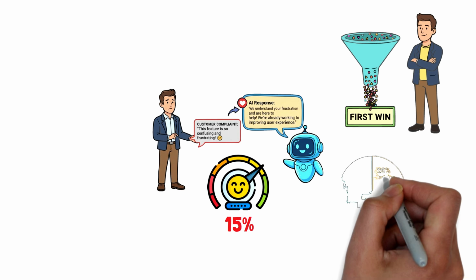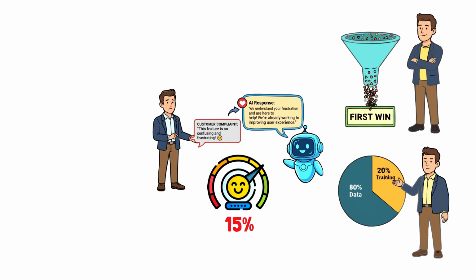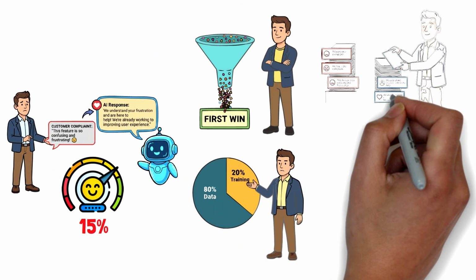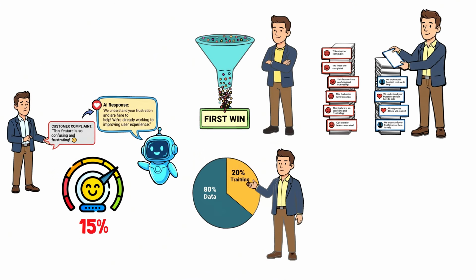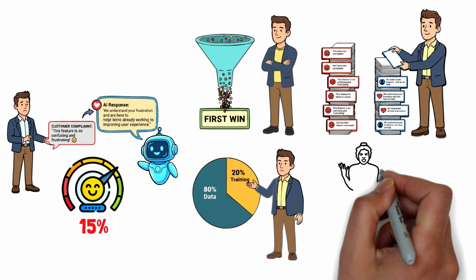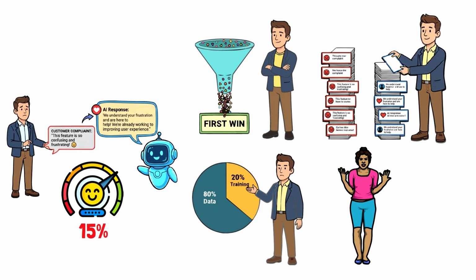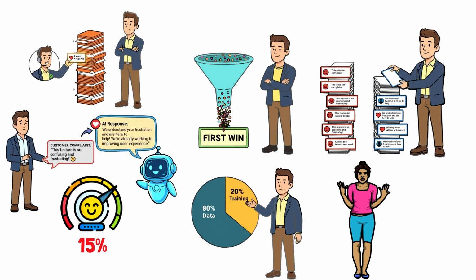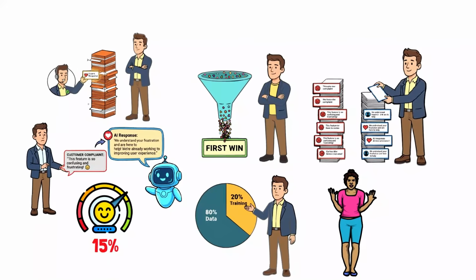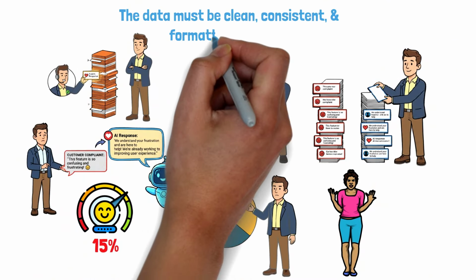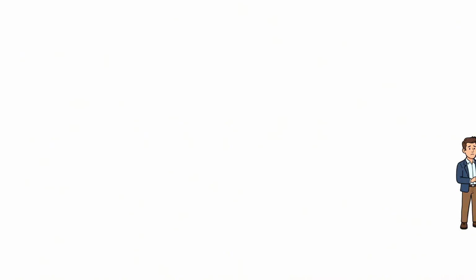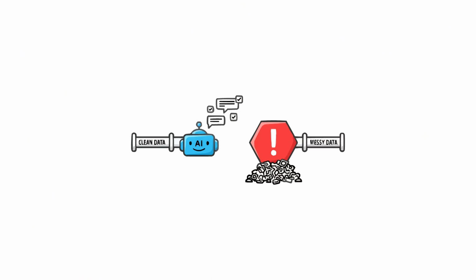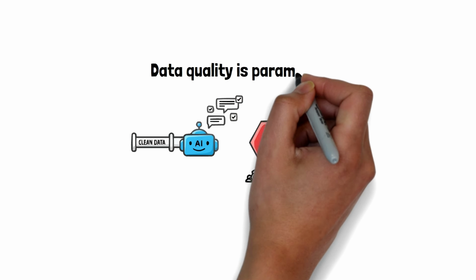Next, and most importantly, is data preparation. This is 80% of the work. You need hundreds, if not thousands, of high-quality examples in a specific format, usually prompt completion pairs. For an empathetic chatbot, this means a dataset where the prompt is a customer complaint and the completion is a perfect, empathetic response written by your best support agent. The data must be clean, consistent, and formatted correctly. Remember, garbage in, garbage out. Any biases in your training data will be amplified by the model, so data quality is paramount.